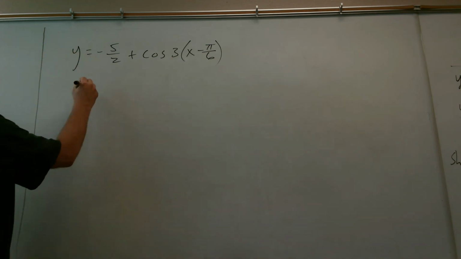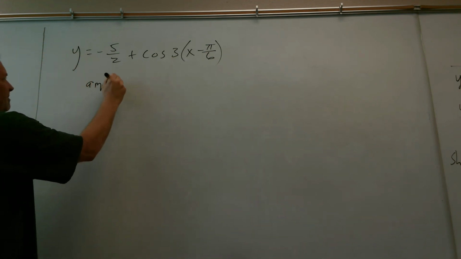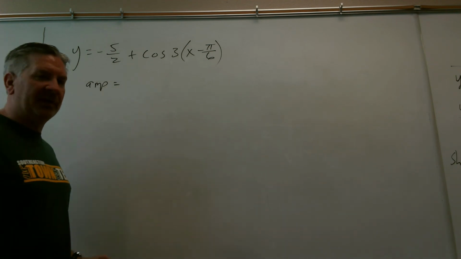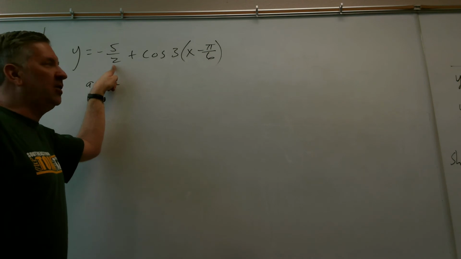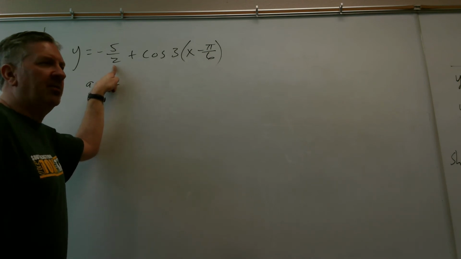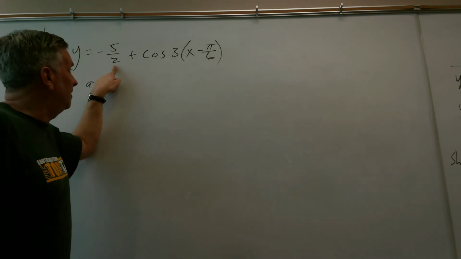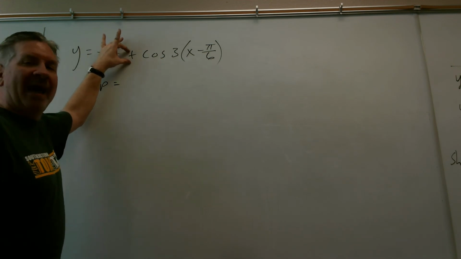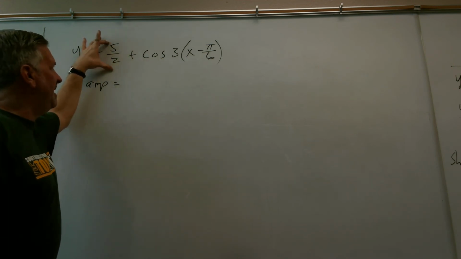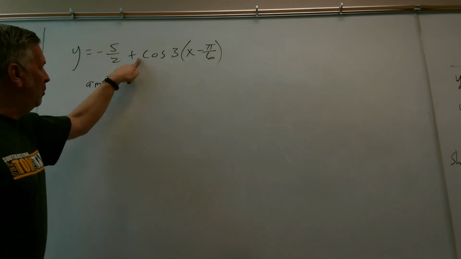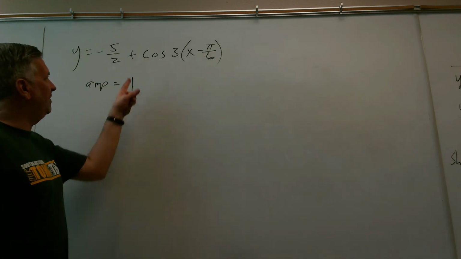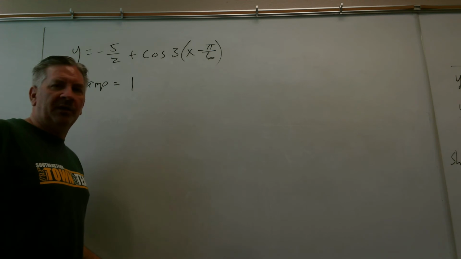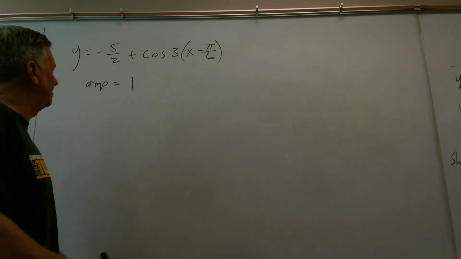Okay, so where's the amplitude here? Be careful. It's not the number sitting out front. It's the coefficient of your trig function. It's the number being multiplied by the trig function. -5/2 is being added to the trig function. That is not the amplitude. The amplitude is sitting right here. It's 1. 1 times cosine. And because that coefficient is 1, there is no reflection about the x-axis.